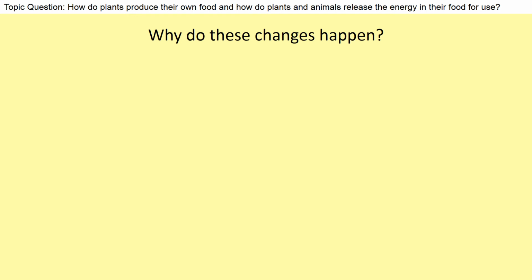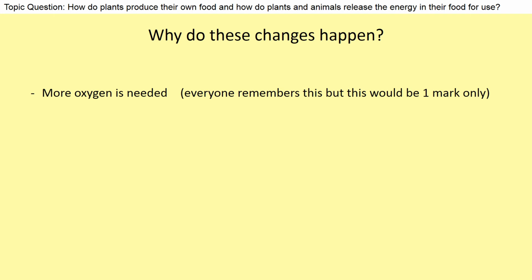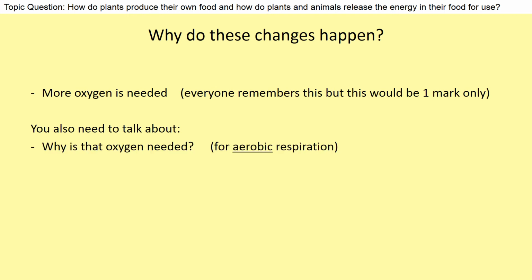Okay, hopefully you have this on your list. Hopefully you said that more oxygen is needed, and that's why all of these things happen. If you did that, that would only be one of the possible marks that are available. So everybody remember to say about oxygen, but there are other reasons too. So you also need to talk about all of these things. Why is that oxygen needed? So I've underlined it, it's really important. More oxygen is needed for more aerobic respiration.